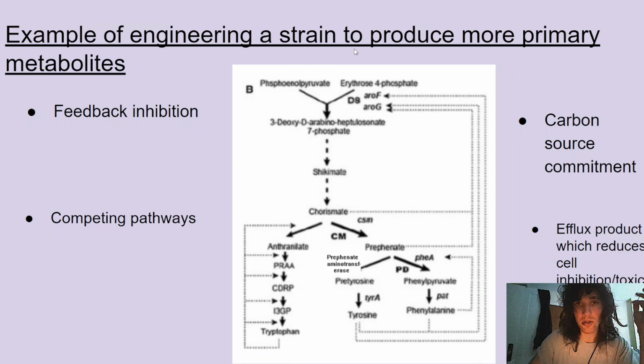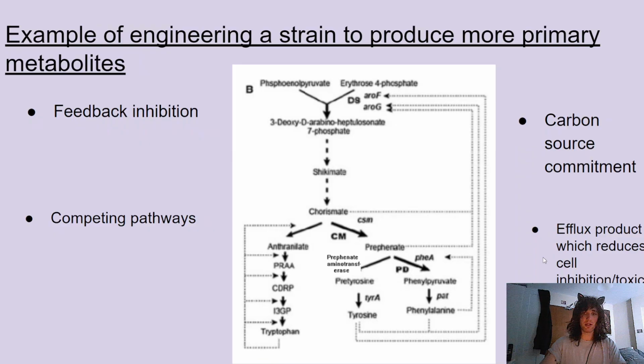So phosphoenolpyruvate, that's a tongue twister, and erythrose 4-phosphate, we can increase the presence of these carbon sources. So this pathway is more used.